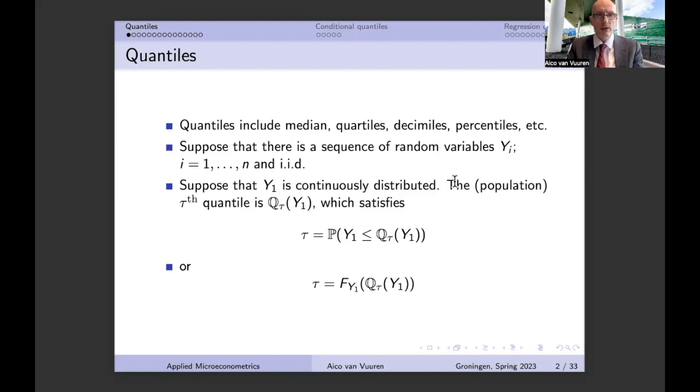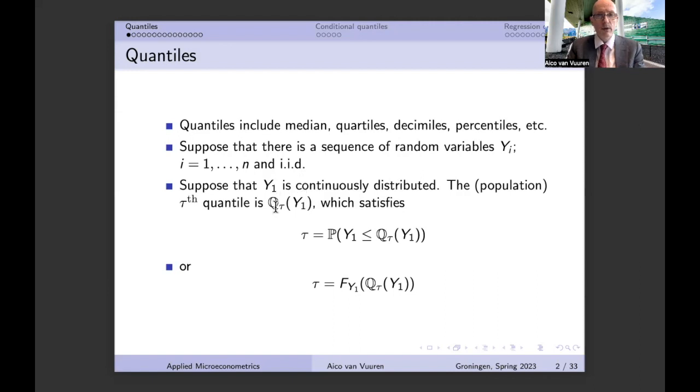Then the population tau-th quantile of Y_1, look at the notation over here. We have a Q, and Q is this mathematical Q that we have over here, and then we have a subscript tau. We will later on see what that actually means. And here, between parentheses, we have Y_1, in order to indicate that we are looking at the quantile of Y_1. By the way, that's of course also of all the other Y_i's, because of this iid assumption.